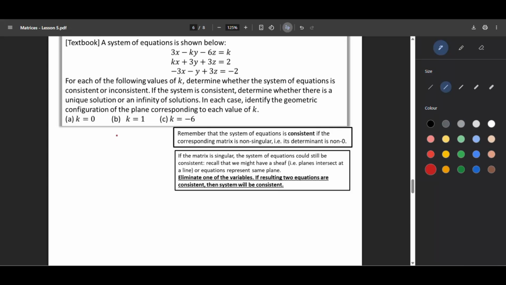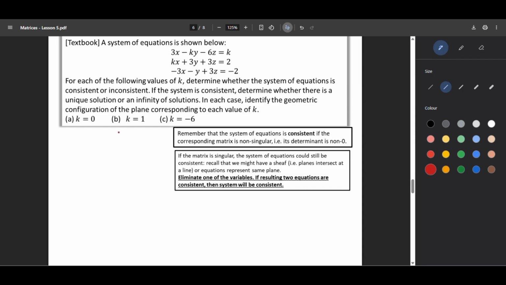The last thing we're going to do is look at this question, just to put that into practice. So we have a system of equations here. It says for each of the following values of k, determine whether it's consistent or inconsistent. If it's consistent, determine whether there's a unique or infinite solutions, and then determine the geometric configuration for those k's.